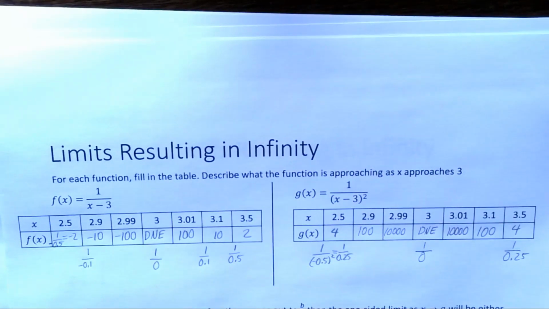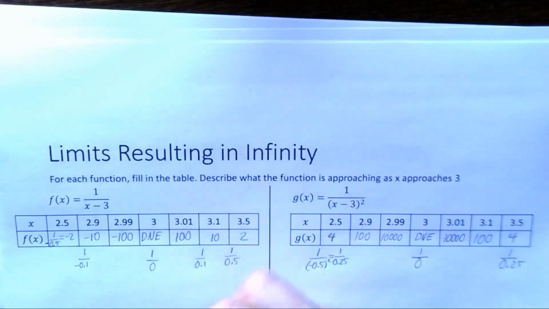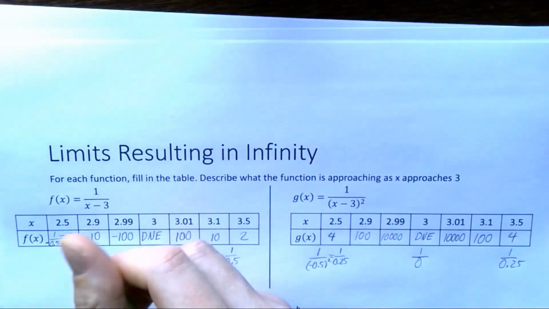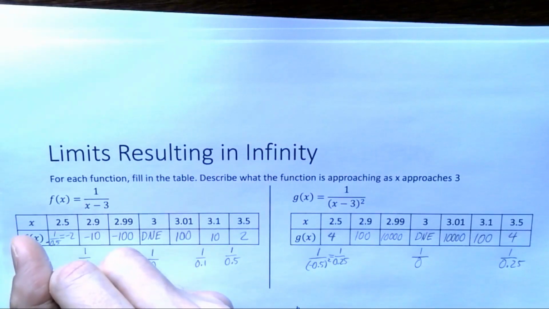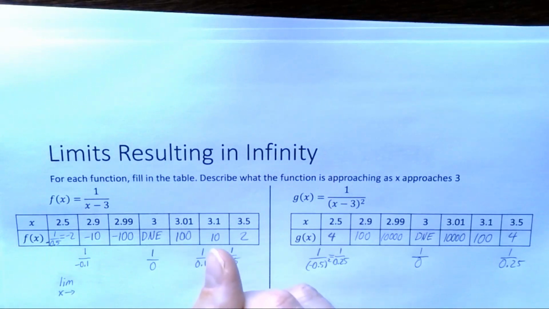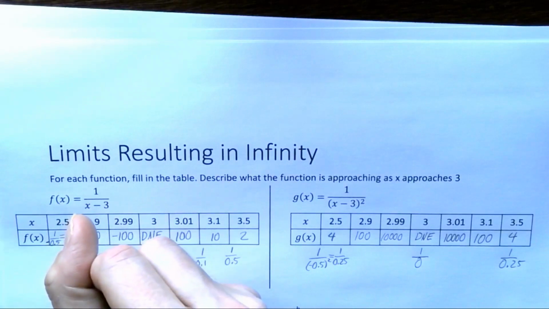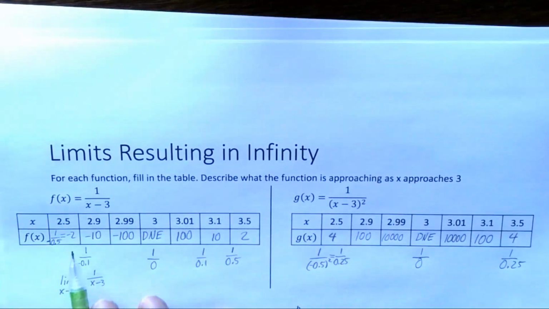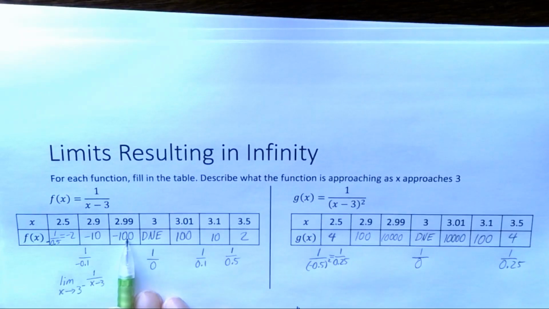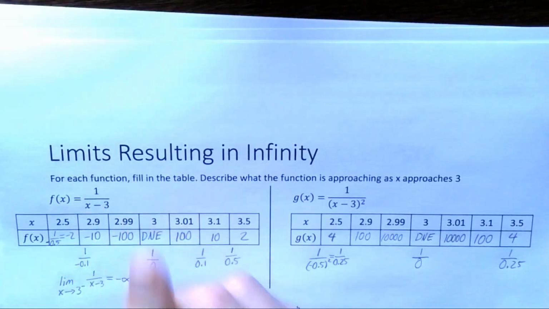So now, let's use this to calculate some limits. If you remember from earlier, there are two limits that we can do for a function. We can do the limit as x approaches a number from the left. So in this case, x approaches 3 from the left. And if we look at this function approaching from the left, it is getting more and more negative. And as it turns out, if we kept going, it would continue to get more negative. So this is equal to negative infinity.